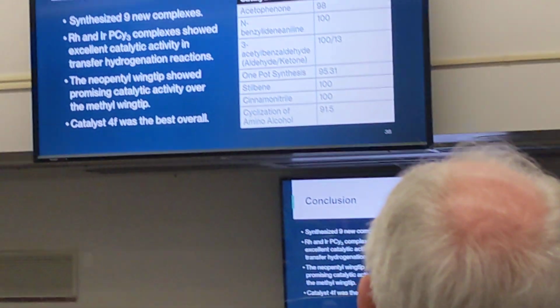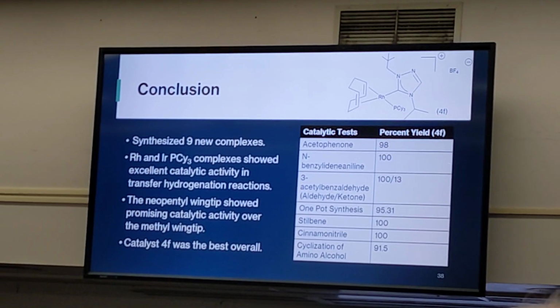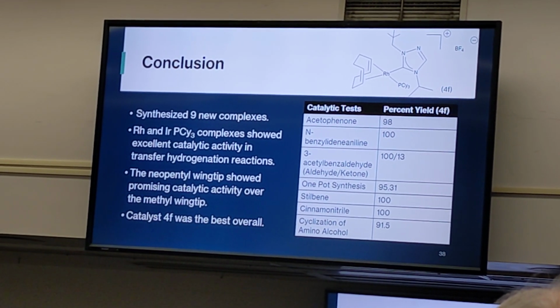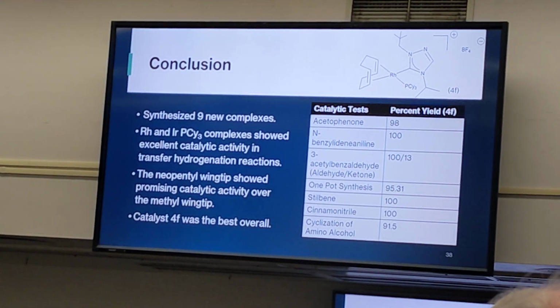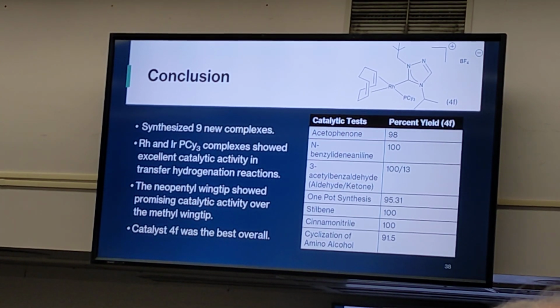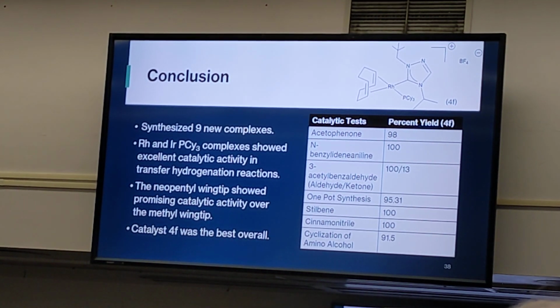In conclusion, we synthesized 9 new complexes. Our rhodium and iridium tricyclohexylphosphine complexes showed excellent catalytic activity in transfer hydrogenation reactions. Our neopentyl wingtip showed promising catalytic activity over our methyl wingtip, and catalyst 4F was the best overall.